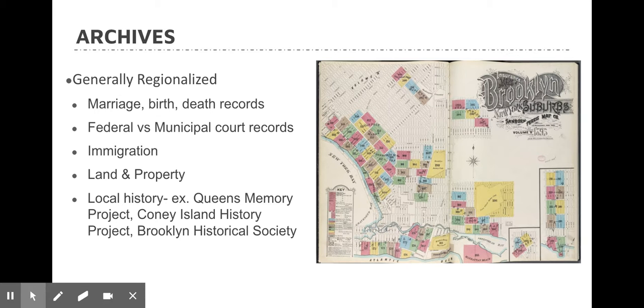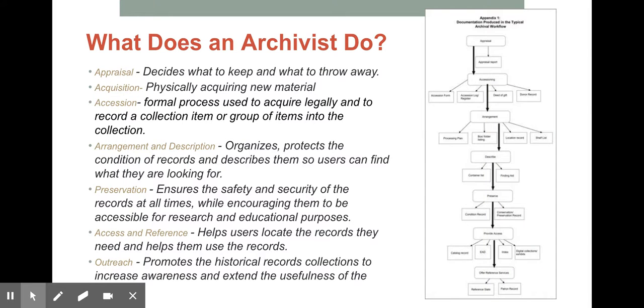So archives are generally regionalized, and we'll talk a lot more about this. Most archives will focus on local history and collect the records of the local community, even though the National Archive has regional offices to make it easier for researchers to access their records.